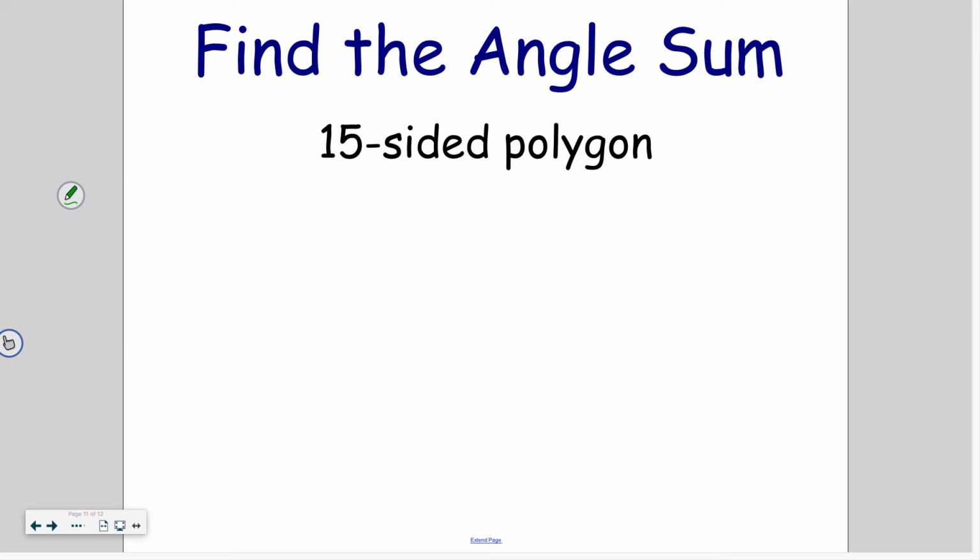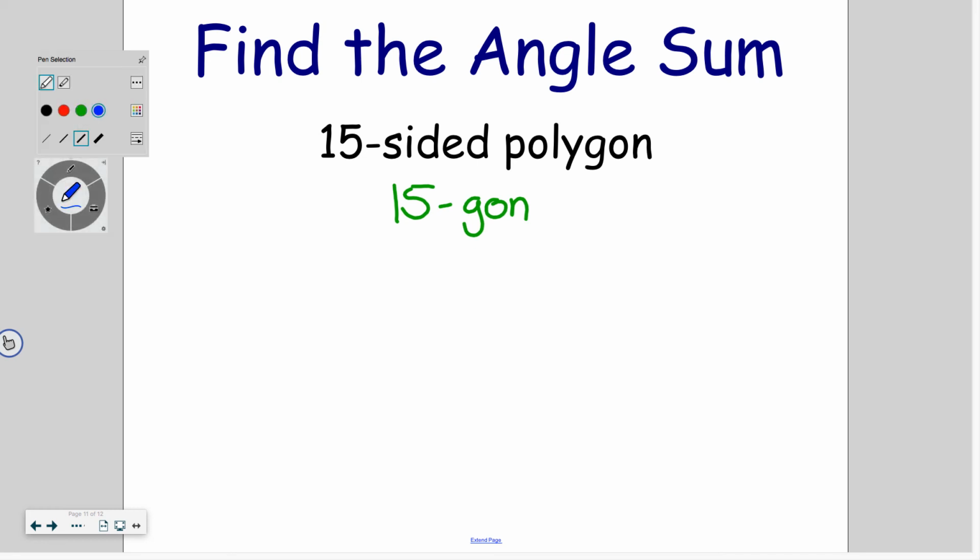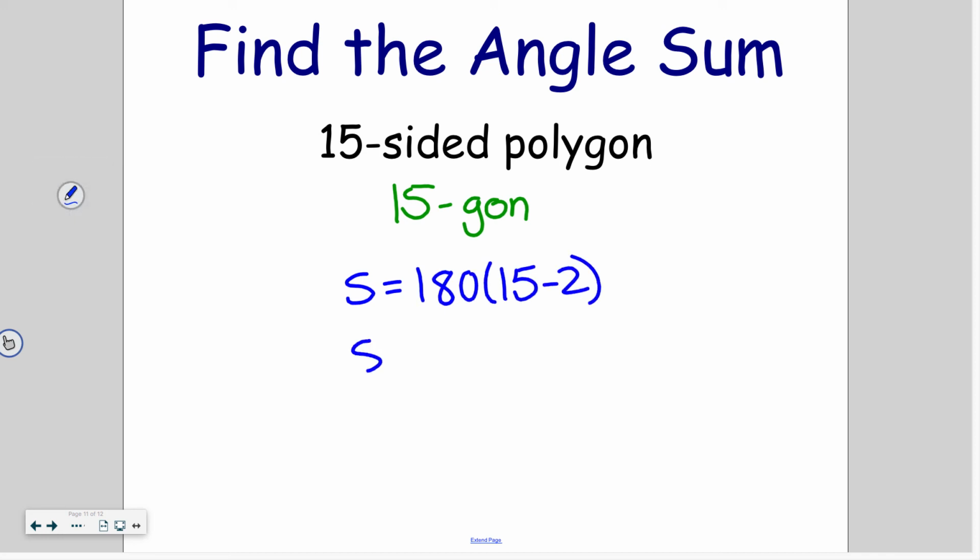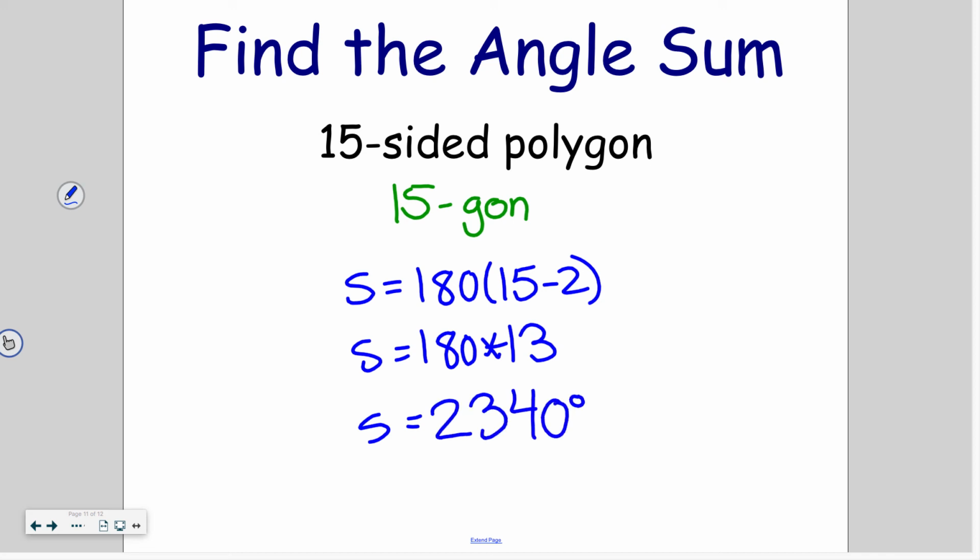Sometimes the polygons do not have a specific name, but they are telling you how many sides there are. So for example, a 15-sided polygon, you could also see this written out as a 15-gon. That's the shorthand abbreviation for this. In this case, we still use that same formula, so S is equal to 180 times (15 minus 2), which gives me S is equal to 180 times 13. So our angle sum is going to be 2,340 degrees.